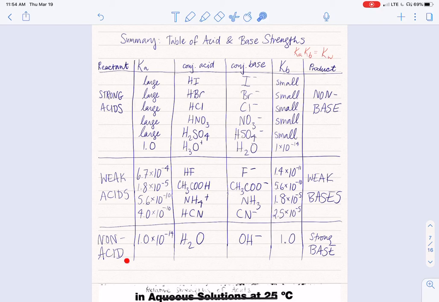Finally, looking at non-acids, I'm just using water as an example here. Water has the Ka associated with it of 1 times 10 to the minus 14. Its conjugate base, hydroxide, of course, has a K of 1. Hydroxide is a strong base. The conjugate of a strong base is a non-acid. So this is my nice little table.